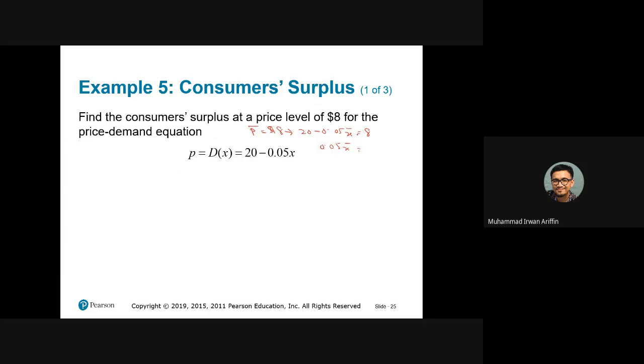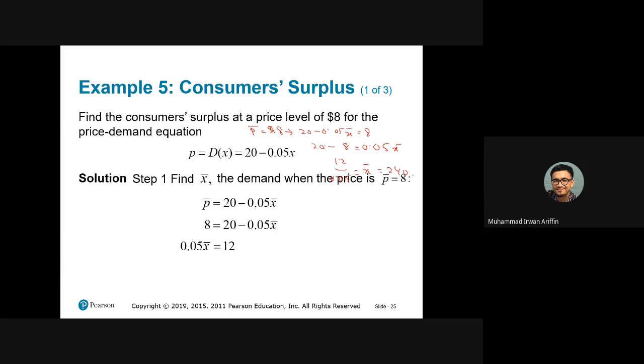I'm going to bring this to the other side and bring 8 to this side. So this becomes 20 minus 8 equals 0.05 X bar, because I want to keep X bar positive. So this is 12. Then 12 divided by 0.05 equals X bar, which is 240. Now we have solved for our P bar and X bar.